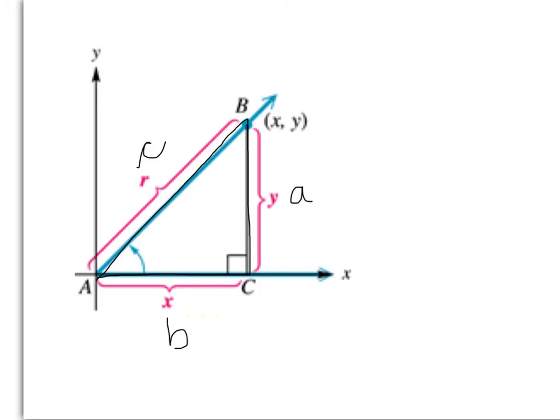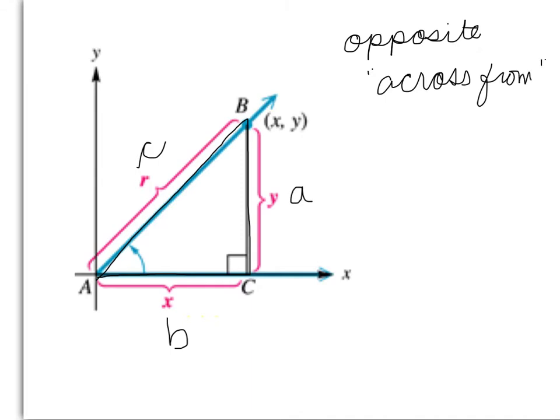Now right now I'm using the word across from. The correct terminology is opposite. Opposite means across from. So side A is opposite angle A. Side B is opposite angle B. Side C is opposite angle C.